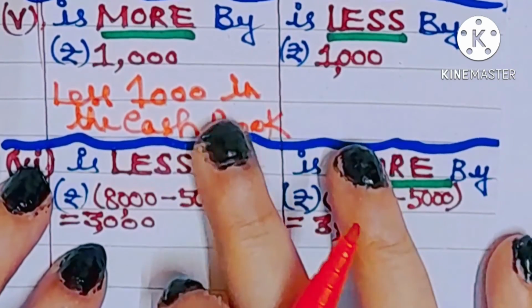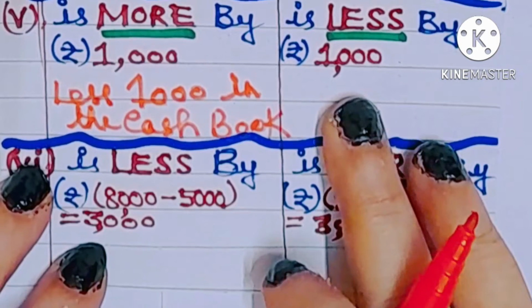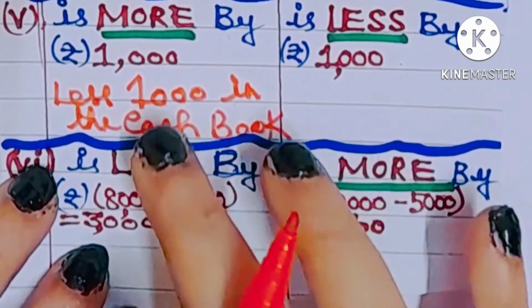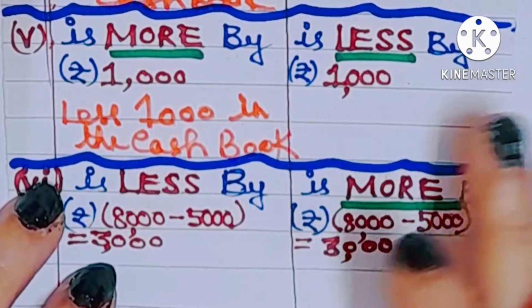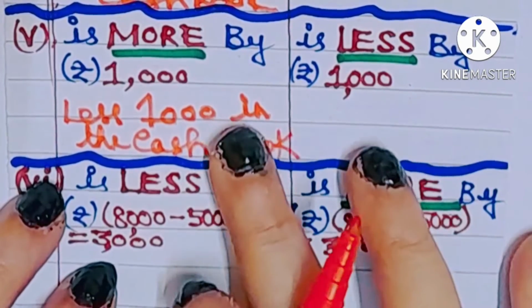That means the cash book balance is higher by rupees 1000, and the passbook balance is less by rupees 1000. Our job is to make cash book balance equal to passbook balance. But we cannot touch the passbook, because the passbook is not given in the problem. Cash book is given in the problem.